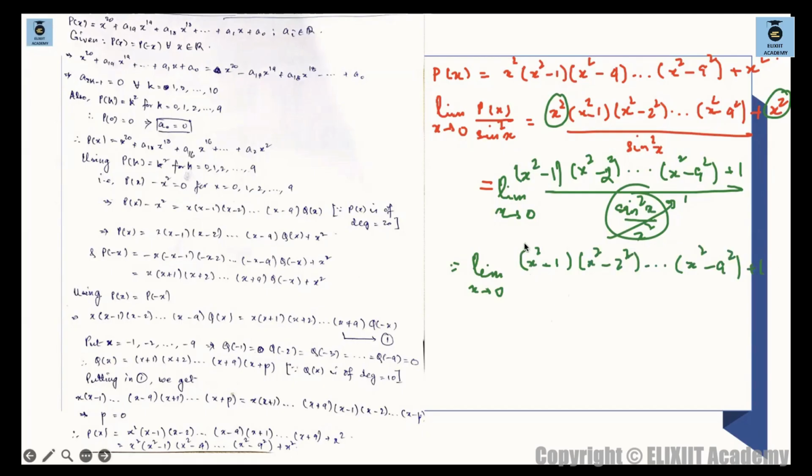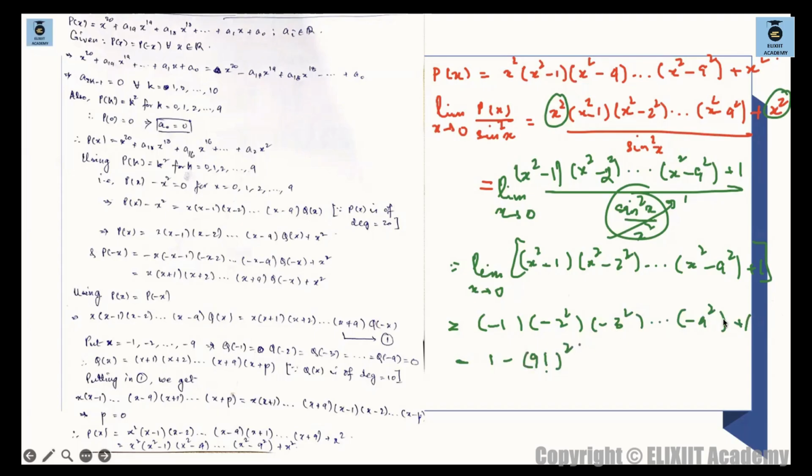Okay. So next you simply plug in the limits, the form is gone. As x tends to 0, this will become 0. So we are left with minus 1 into minus 2 square, then minus of 3 square, and so on till minus of 9 square, then plus 1. So that's basically 1 minus 9 factorial whole square.